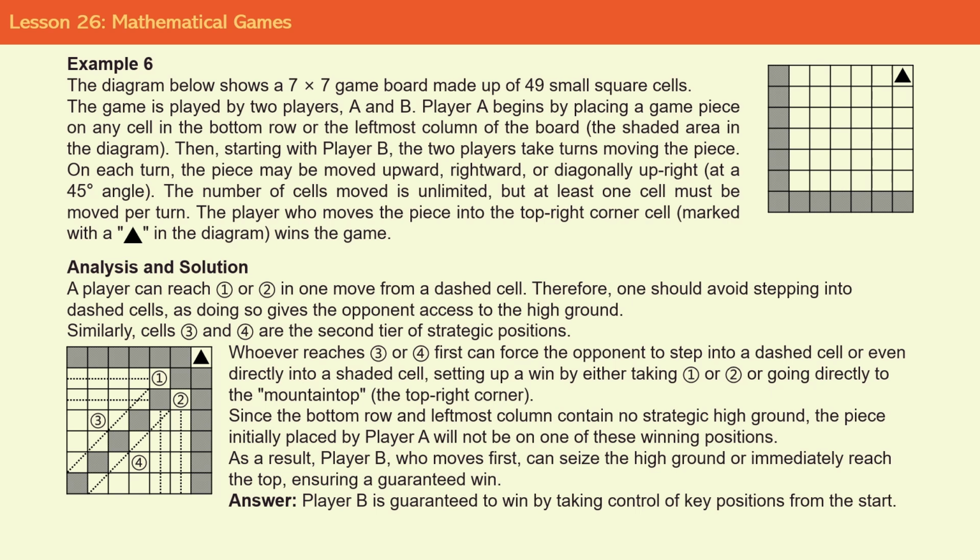Since the bottom row and leftmost column contain no strategic high ground, the piece initially placed by player A will not be on one of these winning positions. As a result, player B, who moves first, can seize the high ground or immediately reach the top, ensuring a guaranteed win. The answer is player B is guaranteed to win by taking control of key positions from the start.